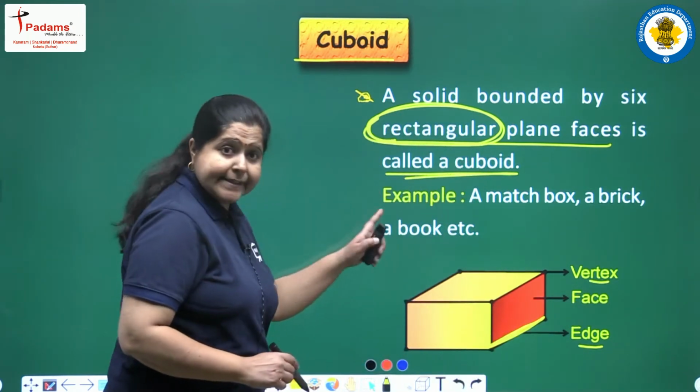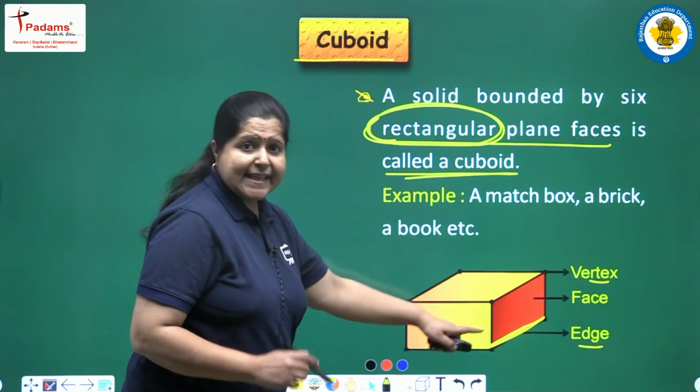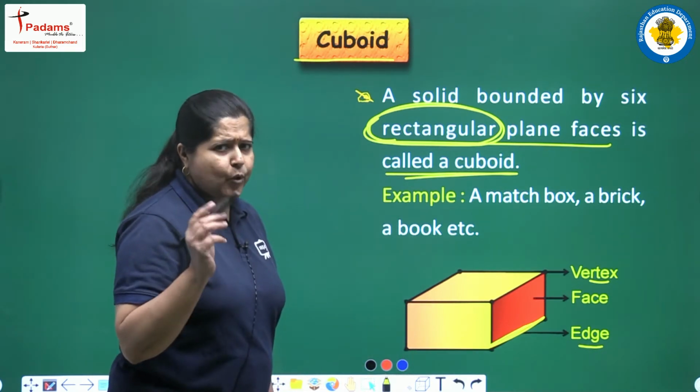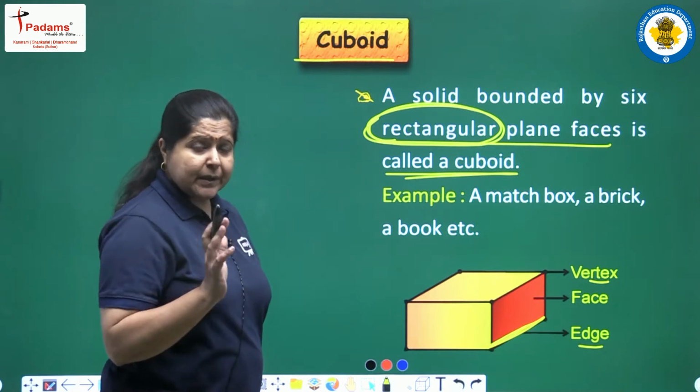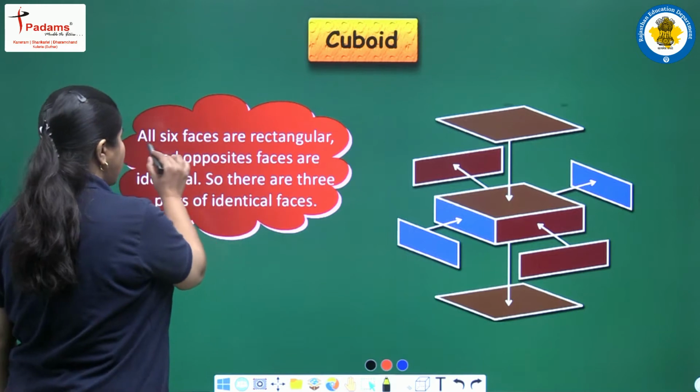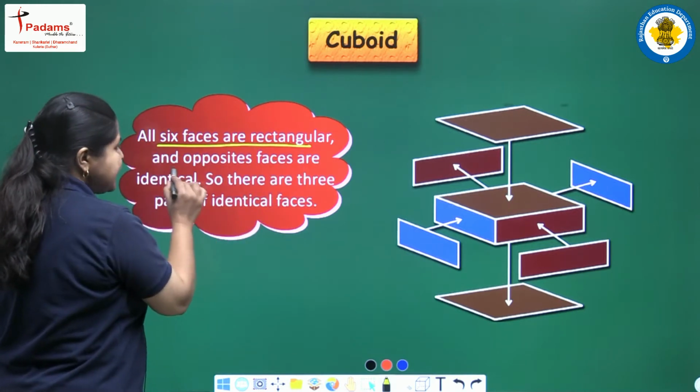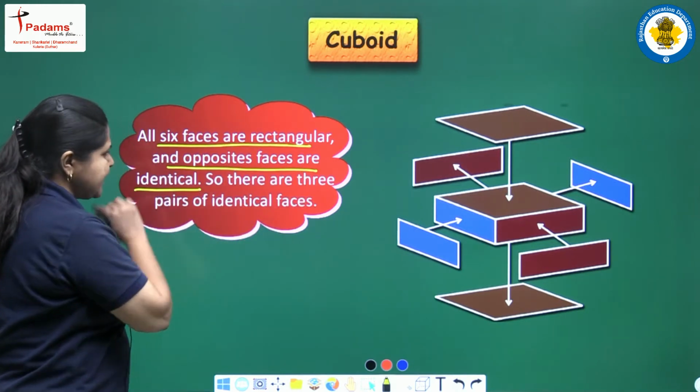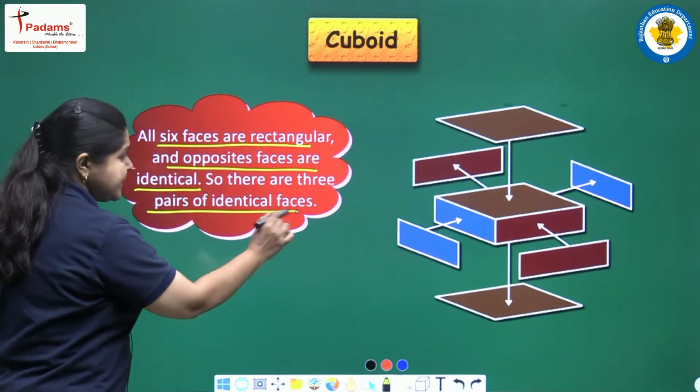And so we have 6 faces, 12 edges and 8 vertices in a cuboid. We are very much familiar with this shape. Now we can visualize here that in case of a cuboid, all 6 faces are rectangular and opposite faces are identical. So there are 3 pairs of identical faces.